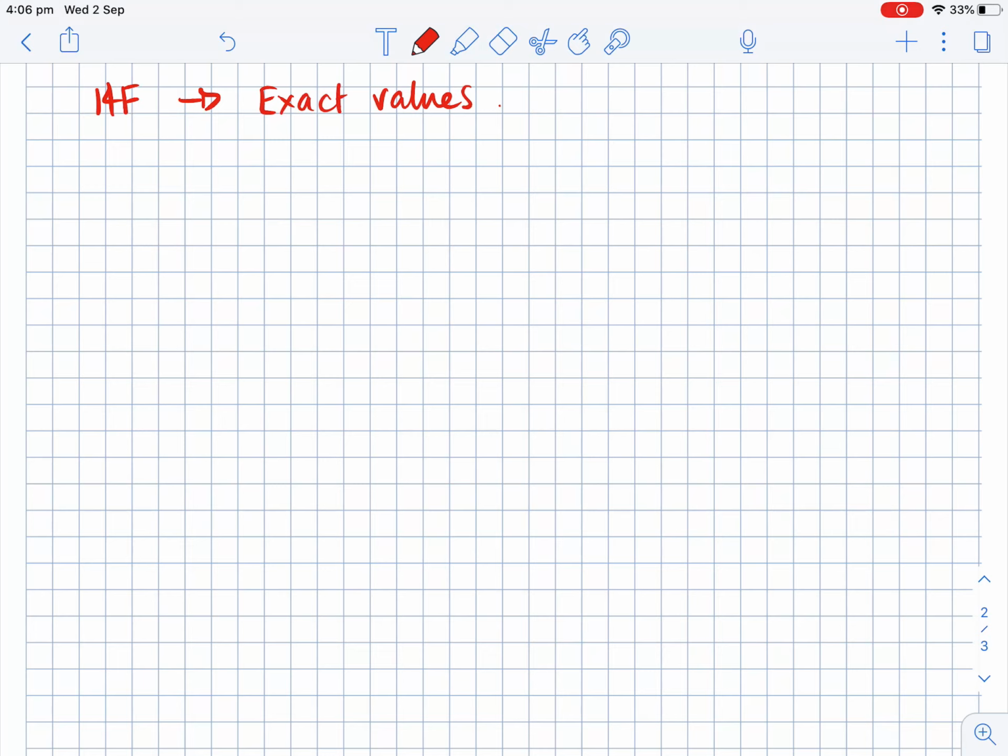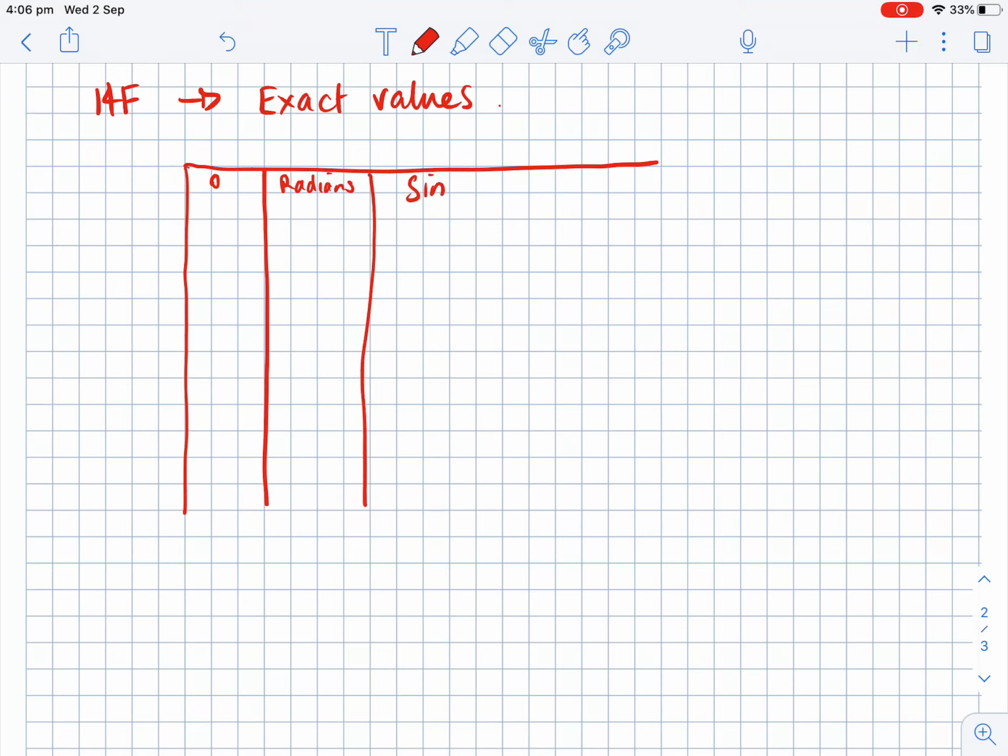Alright, so let's do a quick breakout of the exact values table. This is how I remember it. So the first thing I do is I set up my table and I have my angle, and I'll do degrees as well, and then we'll do radians, and then next I'm going to do sine, and then I'm going to do cos, and then I'm going to do tan.